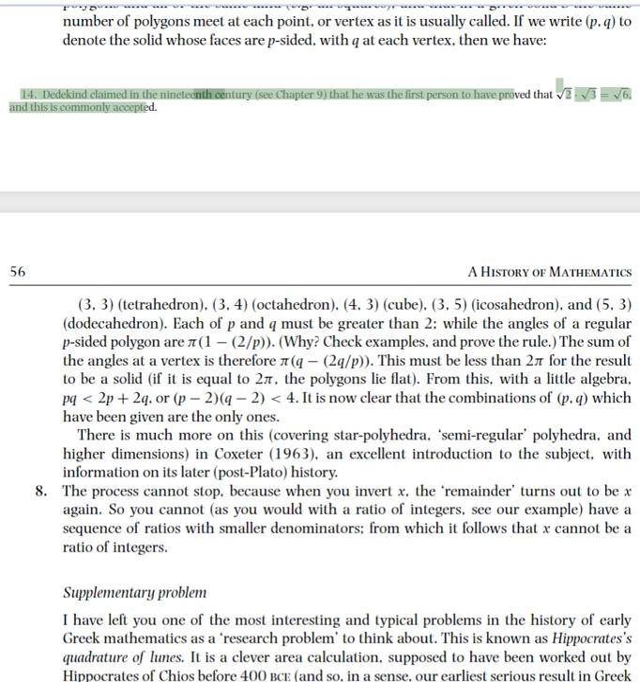Dedekind claimed in the 19th century that he was the first person to have proved that √2 × √3 is equal to √6, and this is commonly accepted.